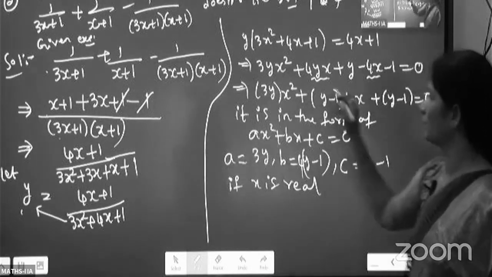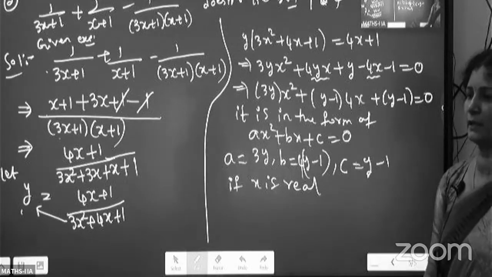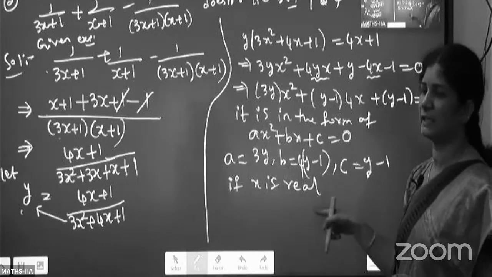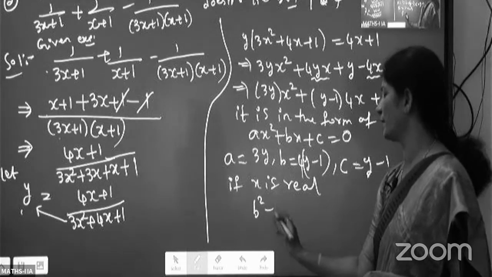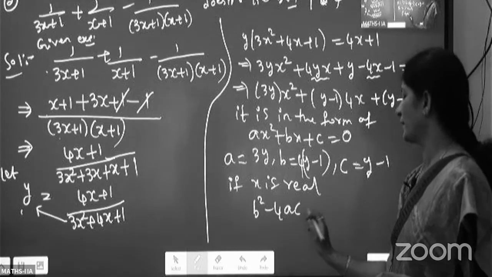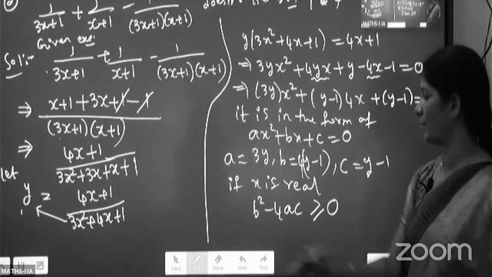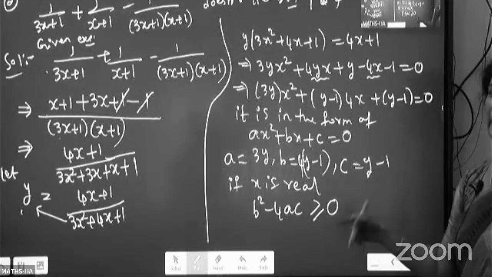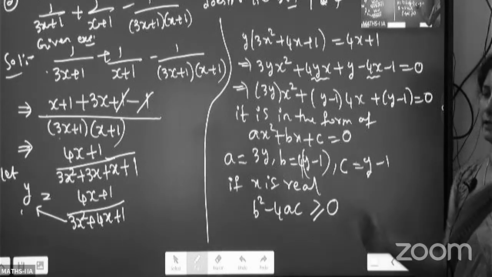If you write up to here, you will be getting 2 marks. For the rest of it, you will be getting another 2 marks. So if x is real, what is the condition? b square minus 4ac must be greater than or equal to 0. B square minus 4ac greater than or equal to 0.